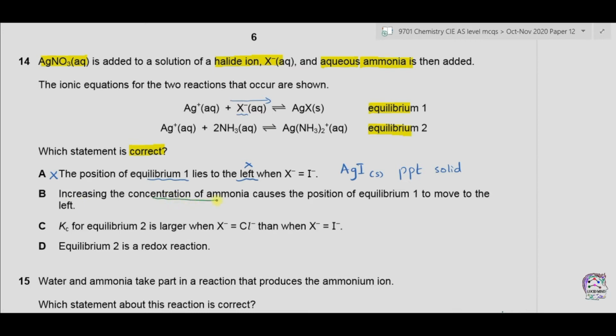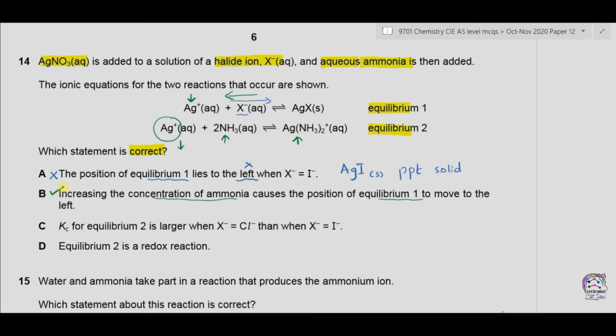B. Increasing the concentration of ammonia causes the position of equilibrium 1 to move to the left. When the concentration of ammonia is increased, we are actually increasing the amount of product in the second equilibrium. So when product is increased, the concentration of Ag plus will reduce as it is converted into product. So when Ag plus concentration is reduced, the first reaction will move backward as Ag plus is the reactant. Because for an equilibrium reaction, if you decrease the amount of reactant, the reaction will move in the backward direction.